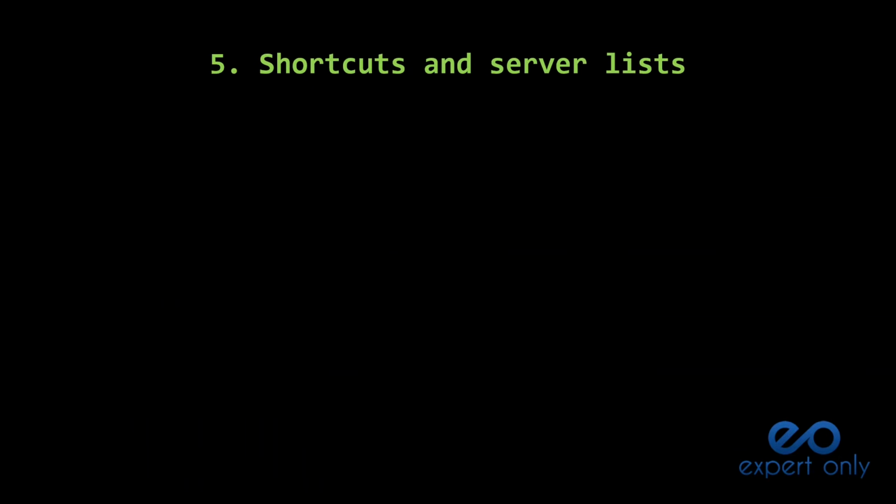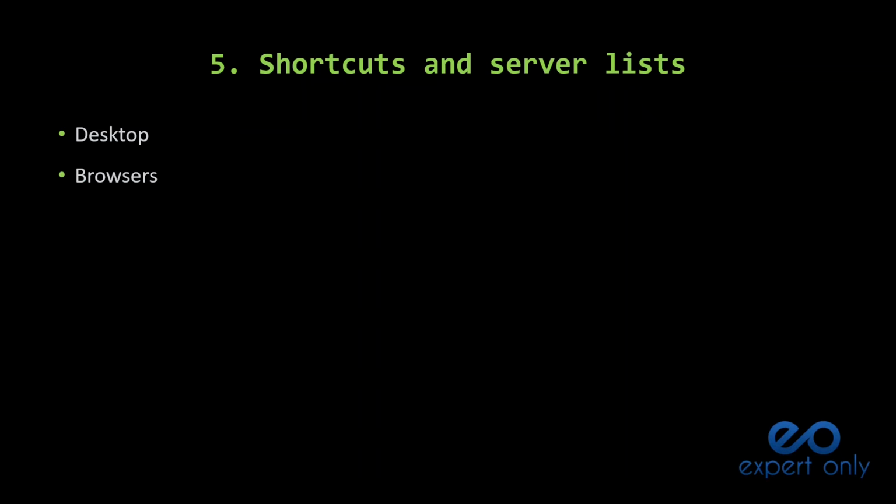The fifth point is about the shortcuts and the server lists. What do I mean by server lists? So first of all, you need to use shortcuts whenever you can. For example, when you are working, let's say you need to connect to a lot of different applications, a lot of different file servers, a lot of servers. Just create shortcuts for everything on your browsers, on your desktop. So you really access them very quickly.